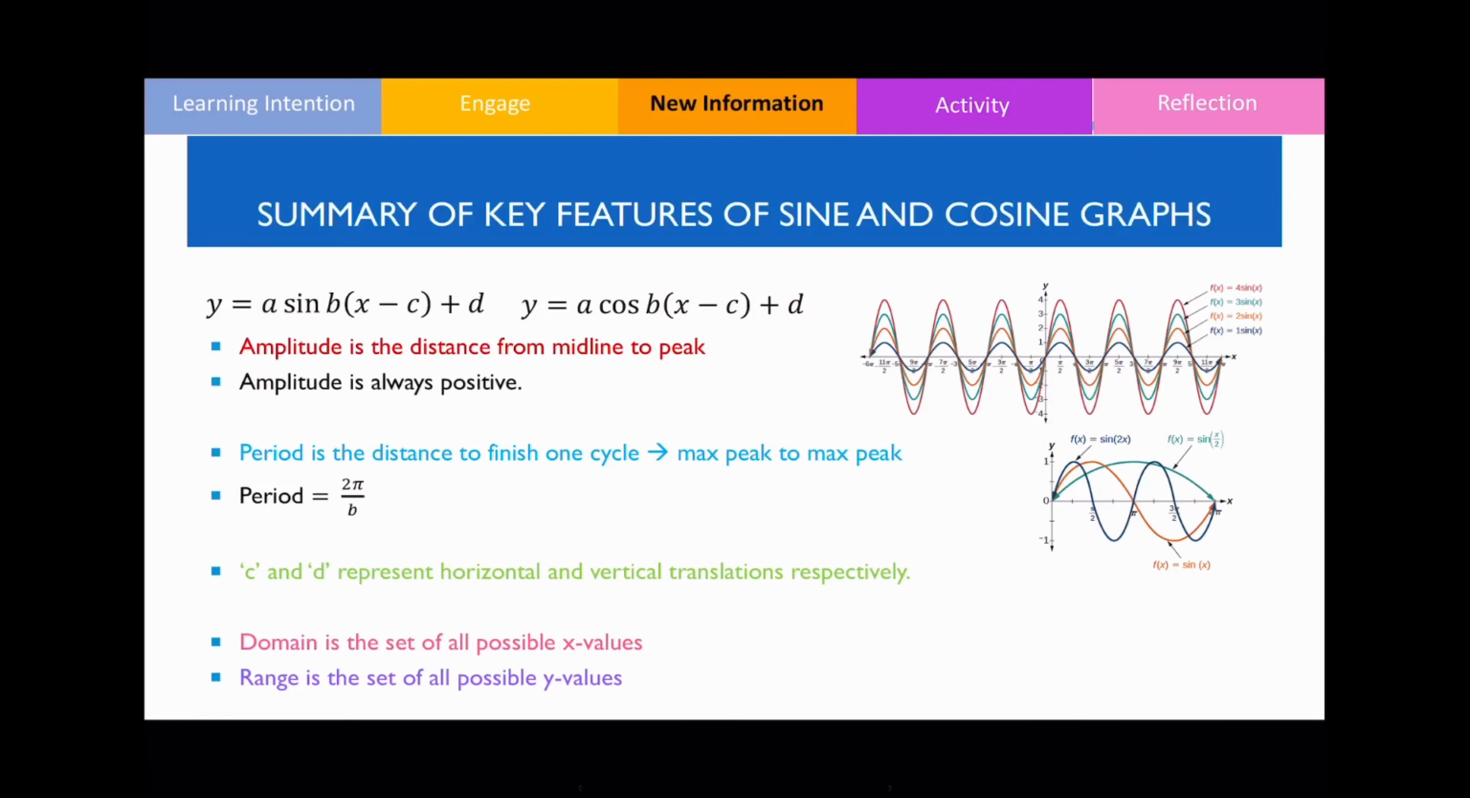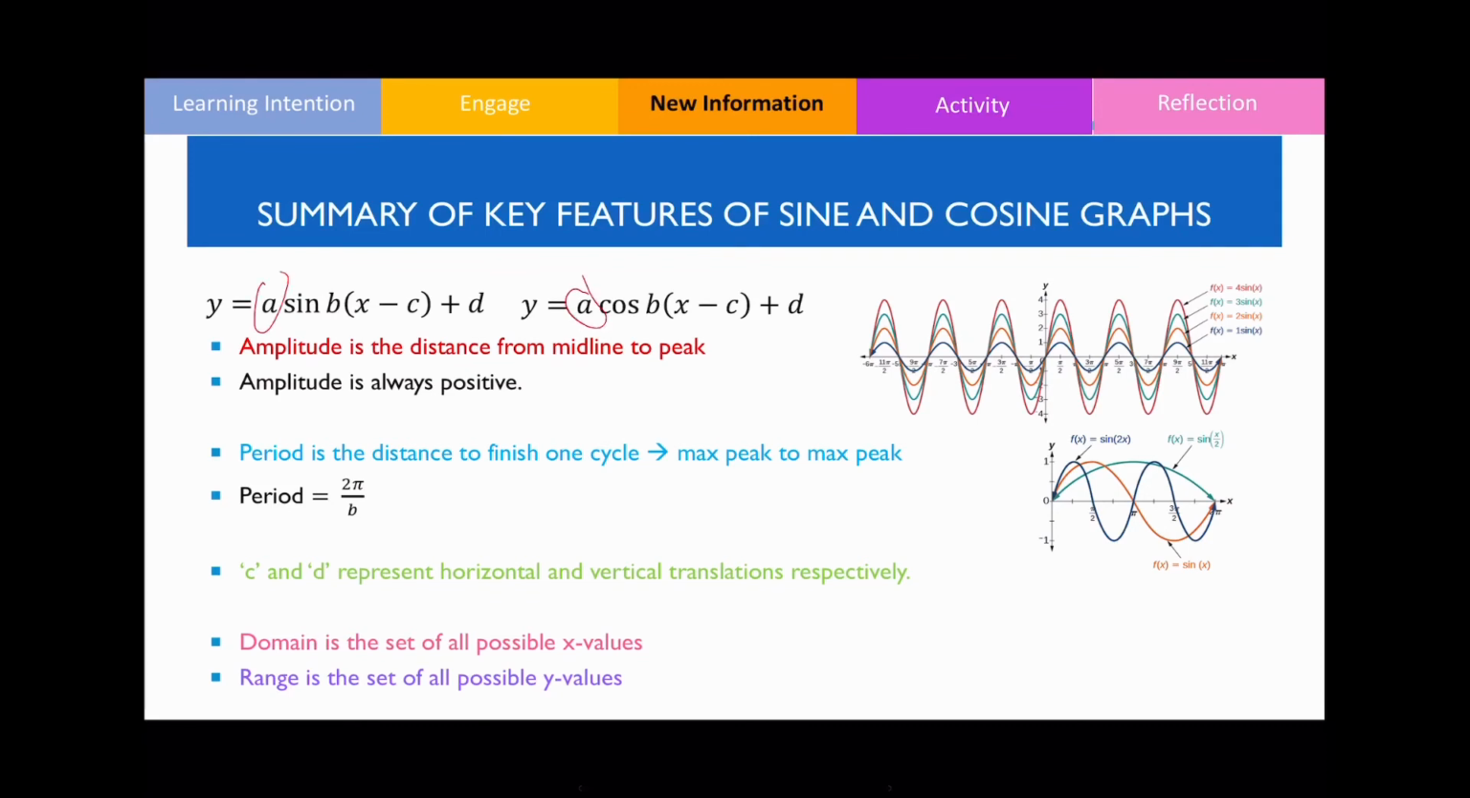So we've looked at sine as well as cosine functions, okay? And we looked at the key characteristics and what each one represents. We found out that the amplitude refers to the distance from the midline to the peak. And when you're asked what is the amplitude, this will always be a positive value. Your amplitude corresponds to the value of A in the general equation.